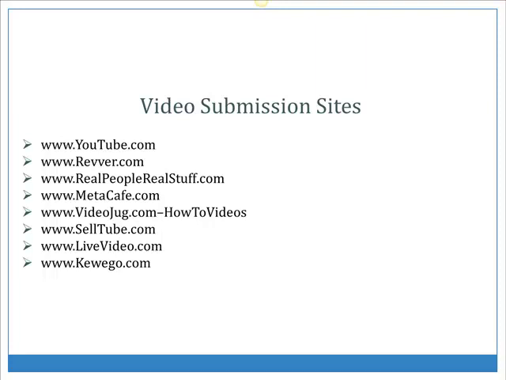Here are some video submission sites: youtube.com, rever.com, realpeoplerealstuff.com, metacafe.com, and videojug.com, which is basically just how-to videos on that site. So if you've got how-to videos, that's a great place to put them, as well as YouTube. Also selltube.com, livevideo.com, and kiwago.com. Those are great places that you can go to submit your videos. And again, there are many, many more. Go out and do a search for video submission sites, and you're going to find a whole lot more than just that.